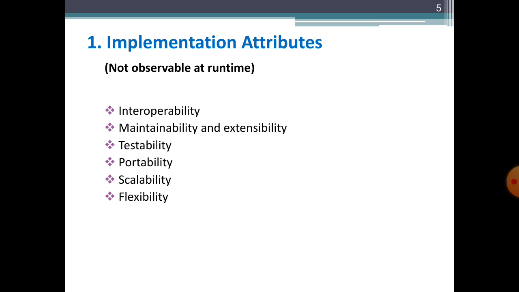So let's start with the implementation attributes. So students, implementation attributes are not observable at runtime. So these quality attributes are usually described as the development time of the system. Like these are the different attributes which we see or check at the implementation level or at the development level, not at the runtime level. So these are the different implementation level quality attributes which we must address in our software architecture, ranging from interoperability to flexibility. So students, let's discuss each of these implementation level attributes one by one.